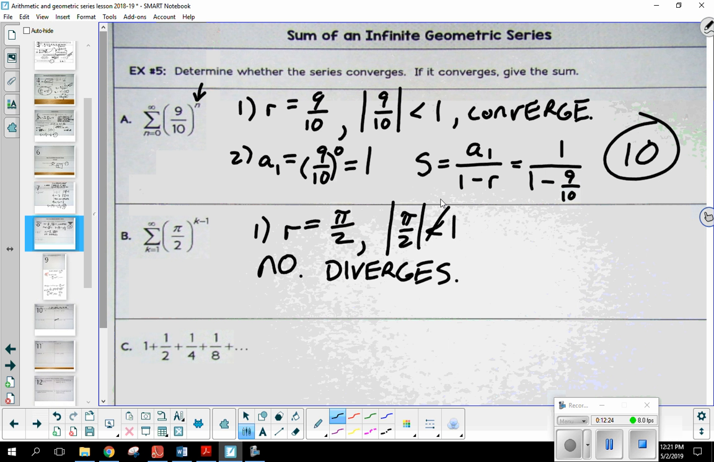That means I cannot use that formula, so there is no infinite sum for me to find. If it diverges, you're done. Okay.